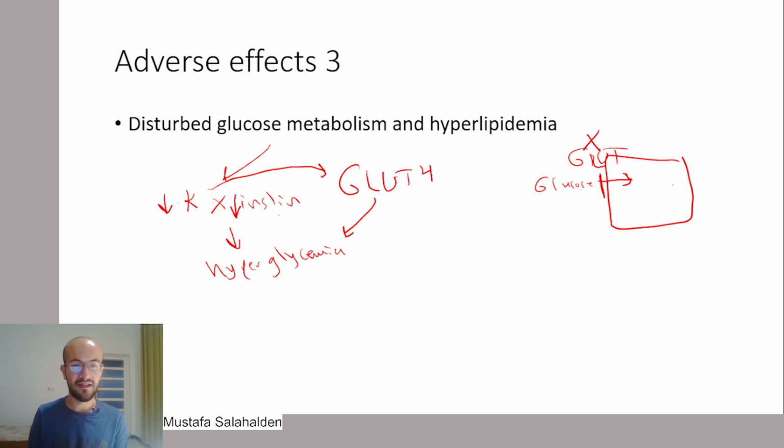Now, when the insulin and the GLUT4 and hyperglycemia state that we have, this would stimulate the liver to start the gluconeogenesis. And when the gluconeogenesis started, this would lead to the liver trying to utilize the lipids, and when this happens, this would give us hyperlipidemia.